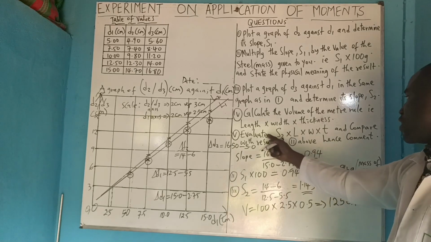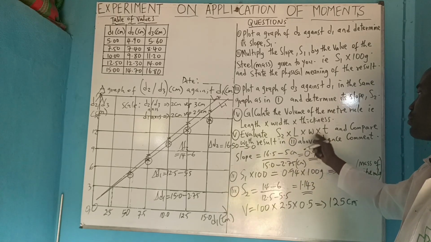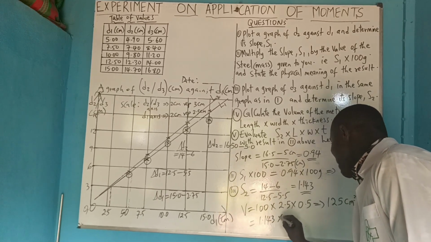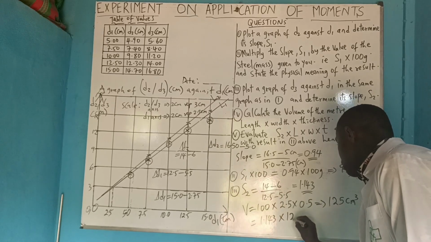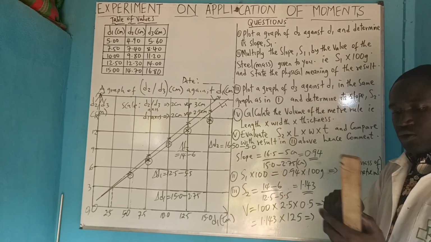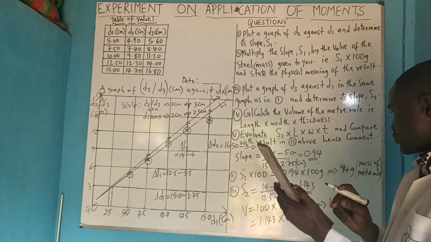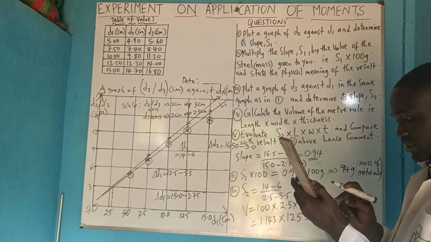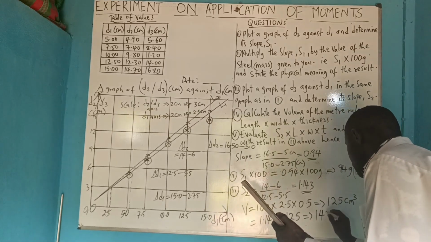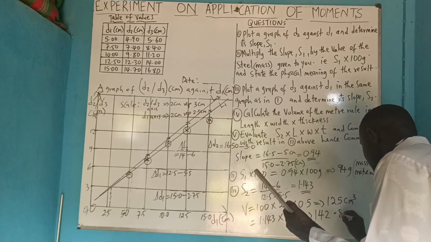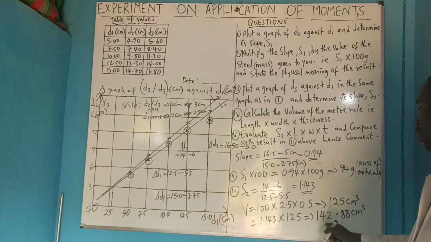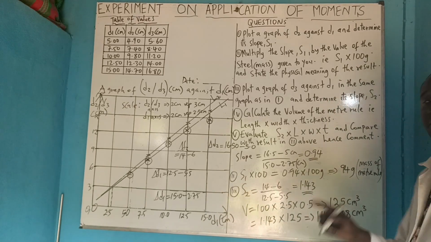So when you do that, you evaluate S2 times L times W times T. To evaluate it, I will say 1.143 times 125. What will it give me? It will give me the volume of that meter rule. We'll be having 1.143 times 125. That will be giving me 142.88 cm cube. So this is the volume of the meter rule.